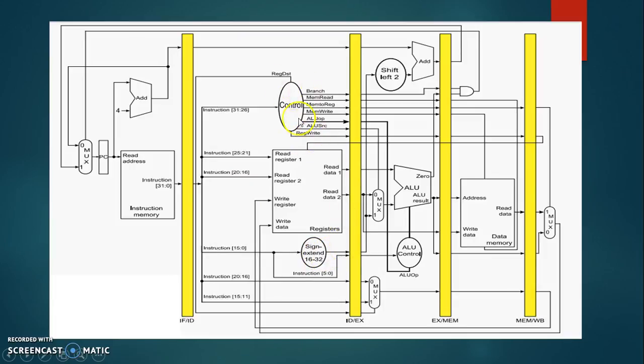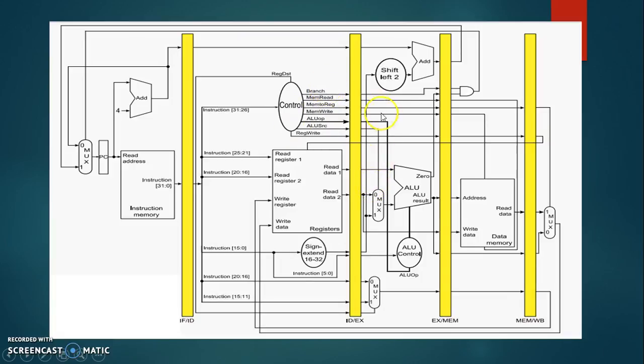Then we have a control unit. The control unit controls the whole processor. It sends out various signals such as branch, memory read, memory write, ALU control, and register write. All these control signals are passed on to the next stages, and depending on that, further action is taken.